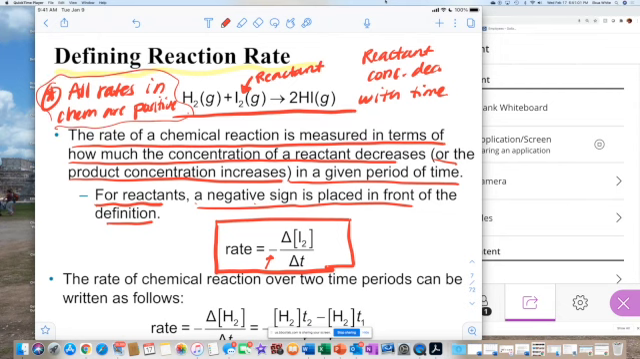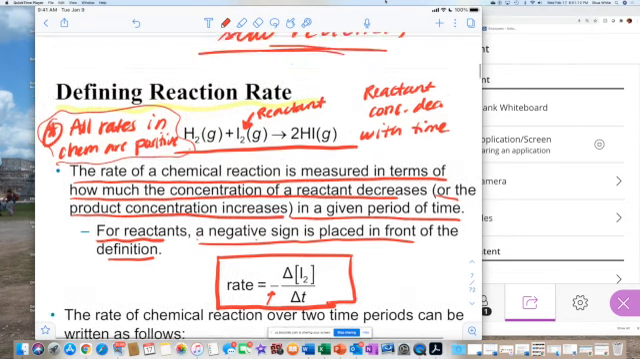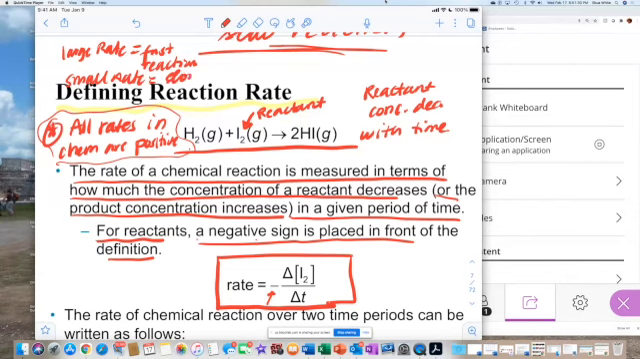Maybe all the answer choices are positive. You're trying to reconcile that logic. All rates in chemistry are positive. The chemicals are always reacting. They never de-react, right? So as you're making the product, if the rate is fast, then you have a large rate. So large rate equals fast reaction. Small rate equals slow reaction.